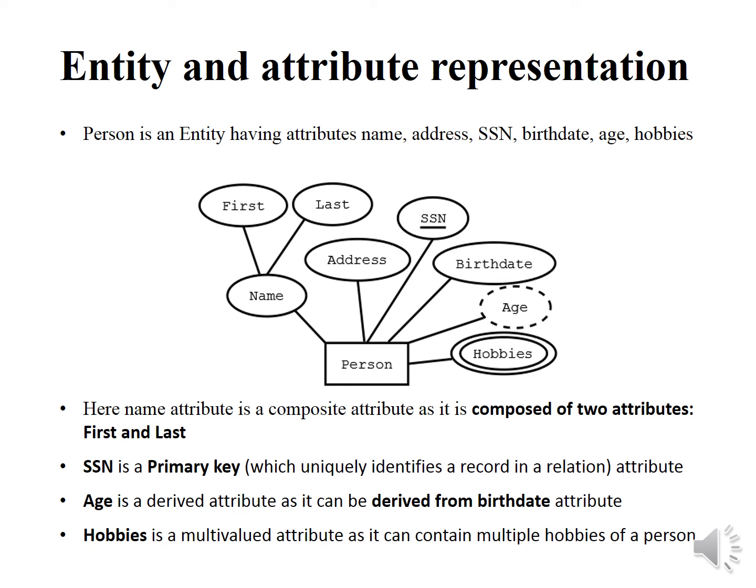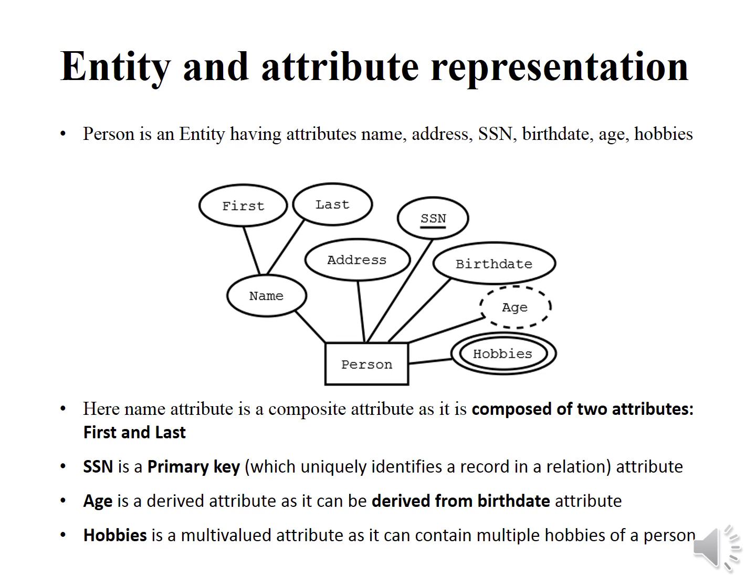Entity and attribute representation. Once we have identified the different entities and their attributes, then we have to draw the entity relationship diagram, where we have to show how these entities are connected with each other. So a rectangle is used to represent the entity in the diagram, whereas an oval structure is used for representing the attributes of the entity.